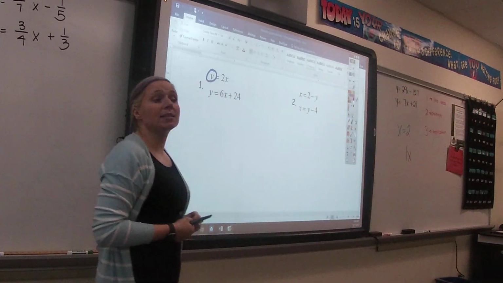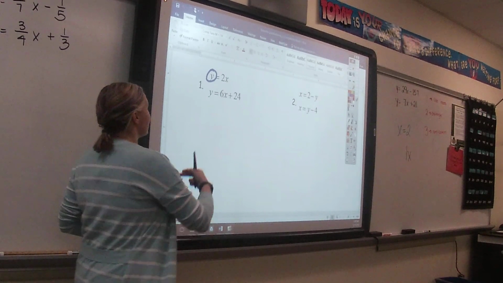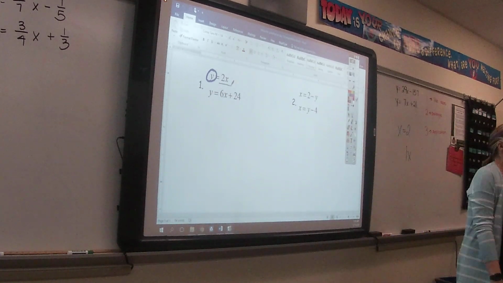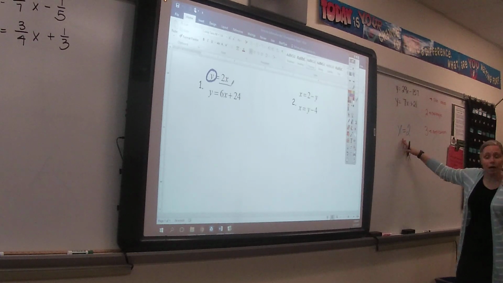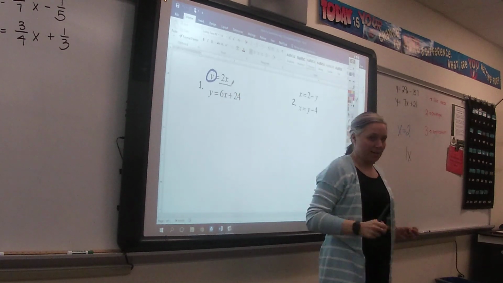Step 2 says that we are going to underline what it equals. So what does y equal? 2x. So I'm going to underline the 2x that it equals. Now, if we go back to this same statement over here of x equals 2, that same idea, what does y equaling 2x mean?